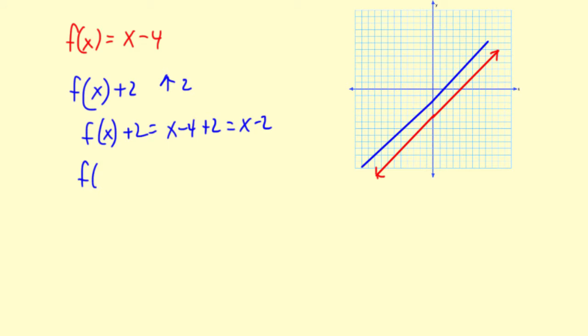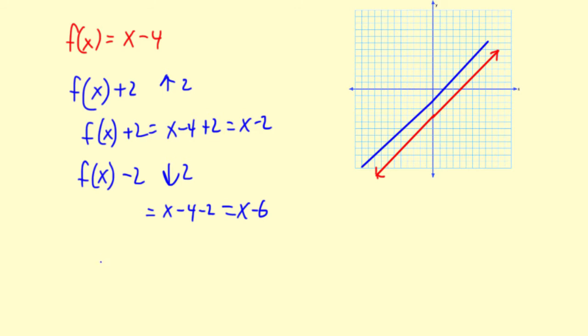What if I did f of x minus 2? That would be a translation of down 2 for the same reason, because you would be subtracting 2 from the output, and so it would be x minus 4 minus 2, which is x minus 6. So you'd be moving the graph down 2. The y-intercept would be down 2.